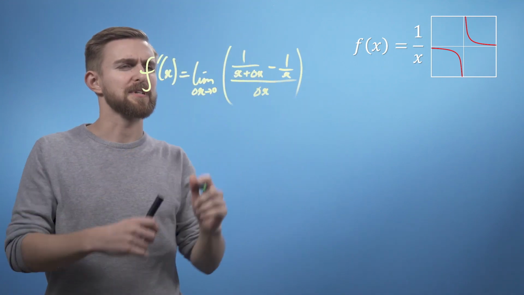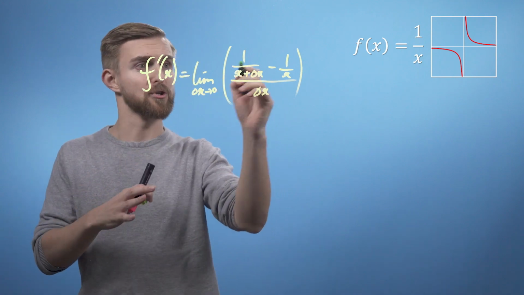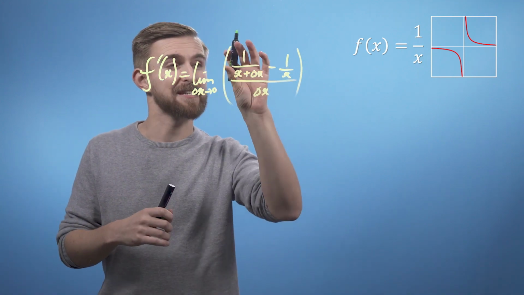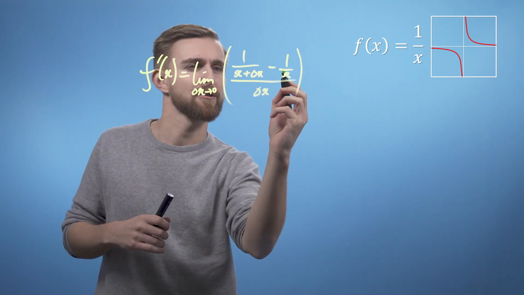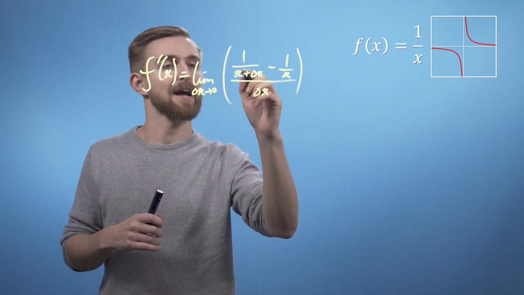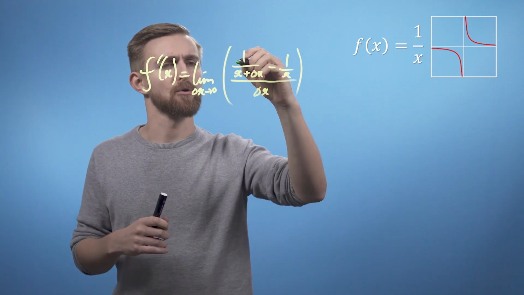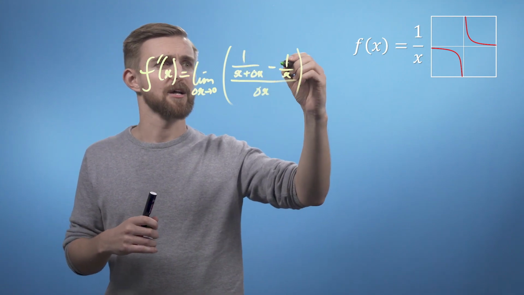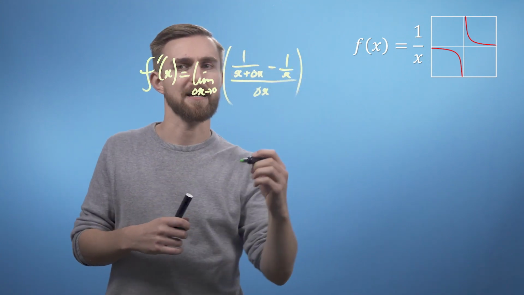And we look at this thing and we say we're going to have to make this top row, the numerator, have a single fraction. So we're going to have to combine these two fractions here, which means that we're going to have to make the denominators the same. So we'll multiply top and bottom by x here, and top and bottom by x plus delta x here.